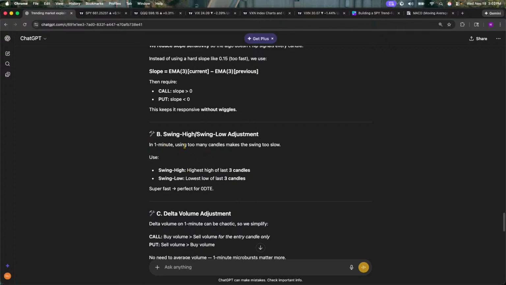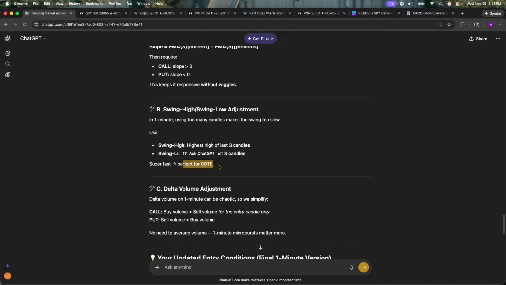B, on the 1 minute, using too many candles makes the swing too slow, so use swing high, the highest of the last three candles, and swing low, the lowest of the last three candles. Super fast, perfect.